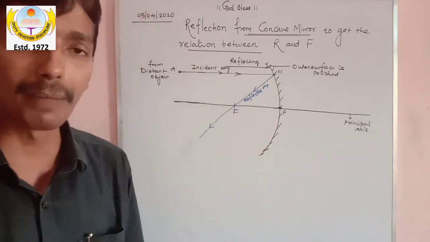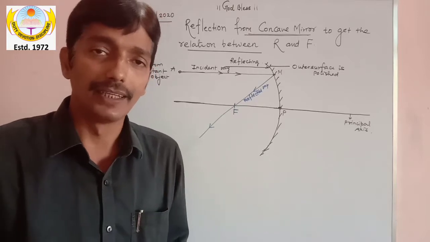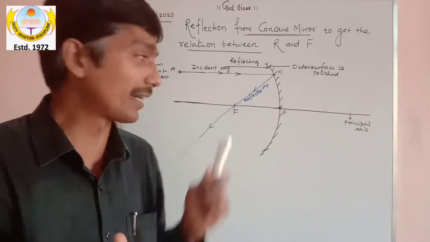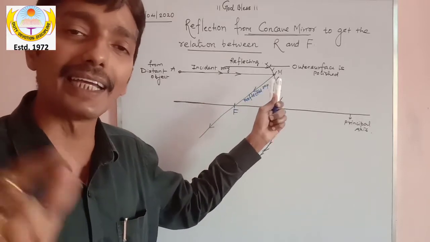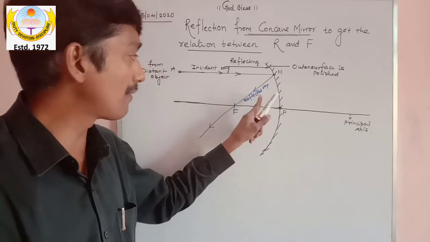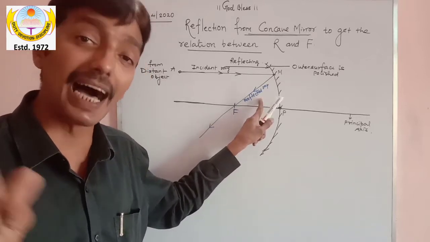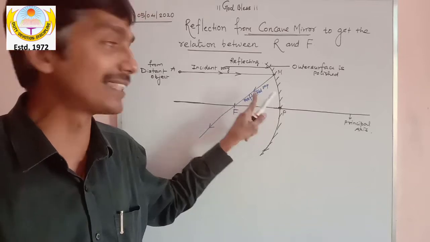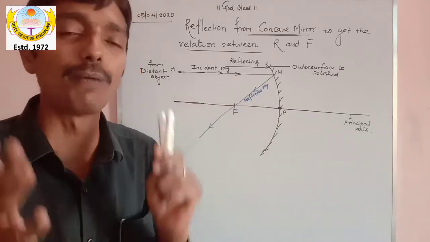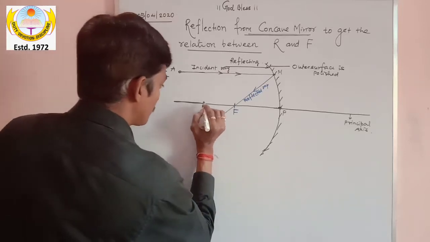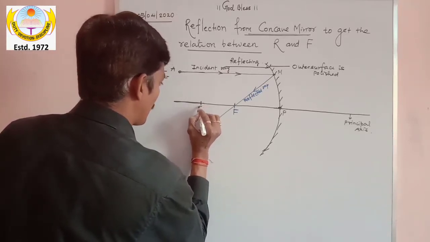Am I clear? Now my dear, you must be knowing we have to draw the angle, right? For the incident ray, it makes angle I, that is called the angle of incidence, with the normal. And for the reflected ray, it will make angle R with the normal, right? So angle I and angle R I am supposed to draw in the figure. How will I do that? Now my dear, for that, I have taken a center of curvature.